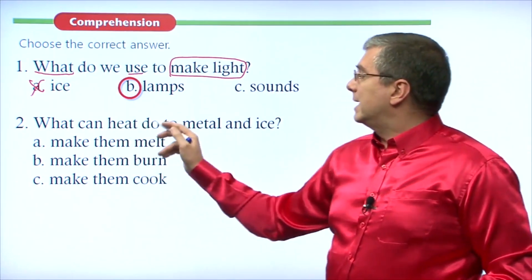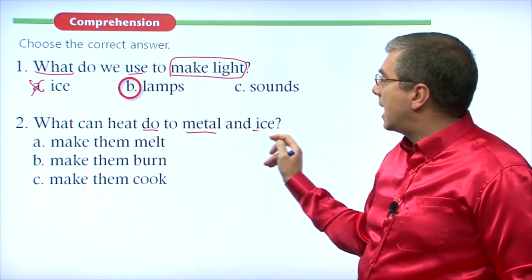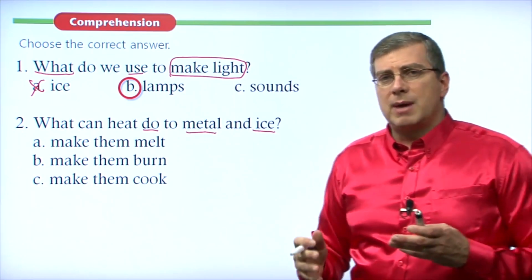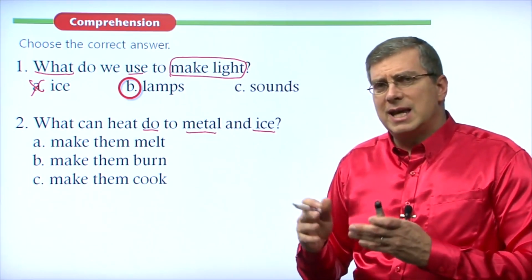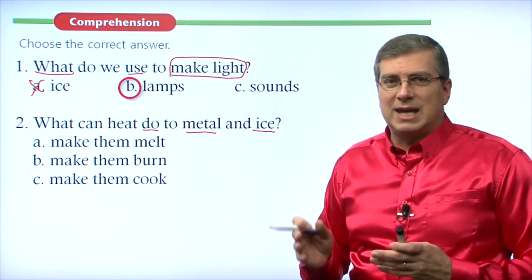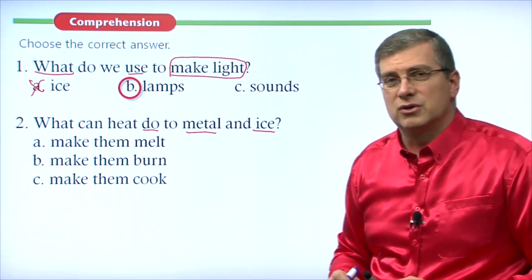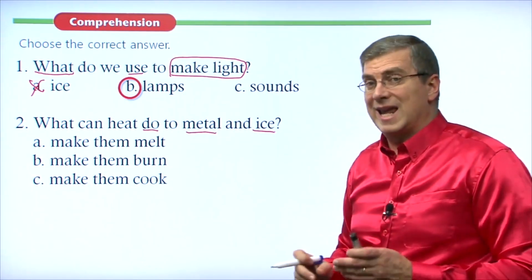Number 2, what can heat do? What can heat do to metal and ice? So when we talk about increasing the heat of some solid, now most things, when you increase the heat, it will melt from a solid to a liquid. Some things, as we saw, is not always true, like wood and paper, they burn, and gas.